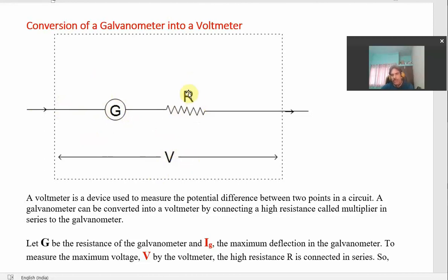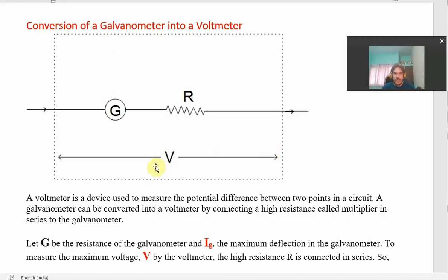So what value of V do we require? It will depend upon what range of voltmeter we are interested in. Suppose the maximum value of potential difference which the voltmeter can measure is 0 to V volt, for example 0 to 5 volt. The maximum potential difference acting over the arm over which this combination of galvanometer and resistance will be used is V.